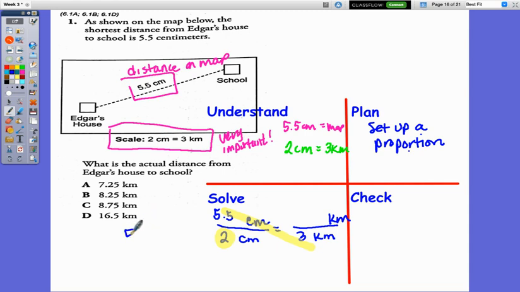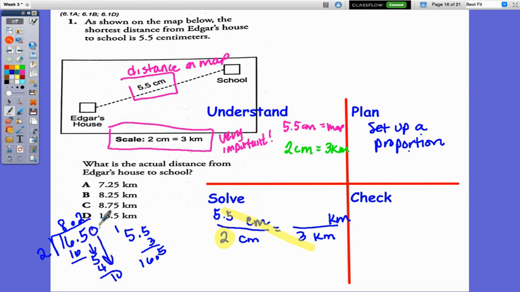So I have 5.5 times 3. That's 16. I have one decimal place, so I count 1. And then I need to take that number and divide by 2. 2 goes into 16 8 times. Bring down my 5. 2 goes into 5 twice. Bring up my decimal point. That's a 4. Bring down a magic 0. 2 goes into 10 5 times. So my answer is 8.25 kilometers.